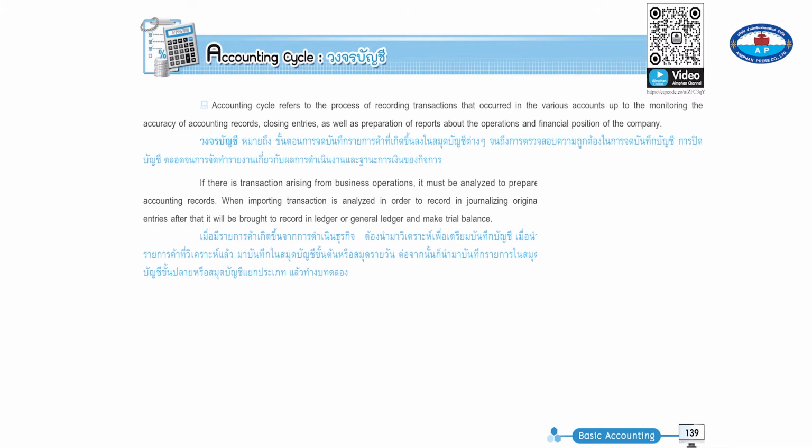When an important transaction is analyzed in order to record and journalize original entries, after that it will be brought to record in the ledger or general ledger and make a trial balance.